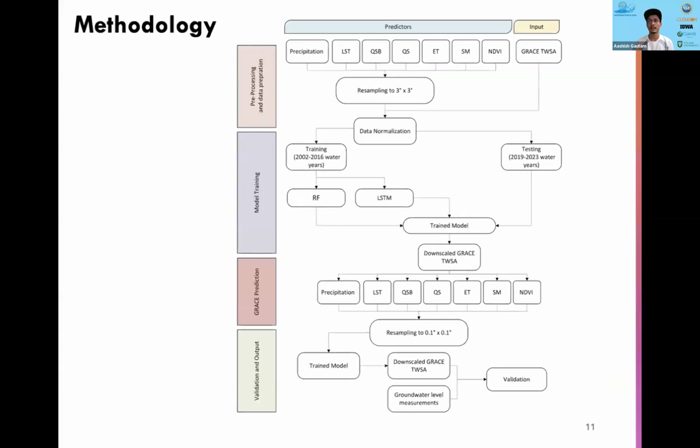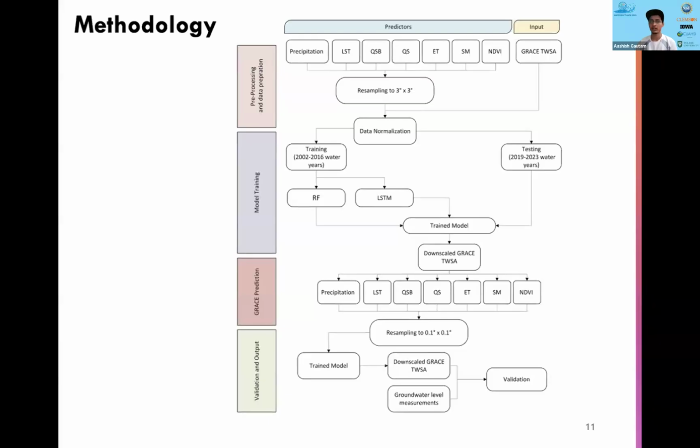So let's look into our methodology. What have we done? Our methodology starts with predictor variables like precipitation, land surface temperature, and others. Altogether, we use 7 predictors along with GRACE TWSA as the input. TWSA means terrestrial water storage anomaly. First, all the data are resampled to a 3 by 3 degree grid and normalized.